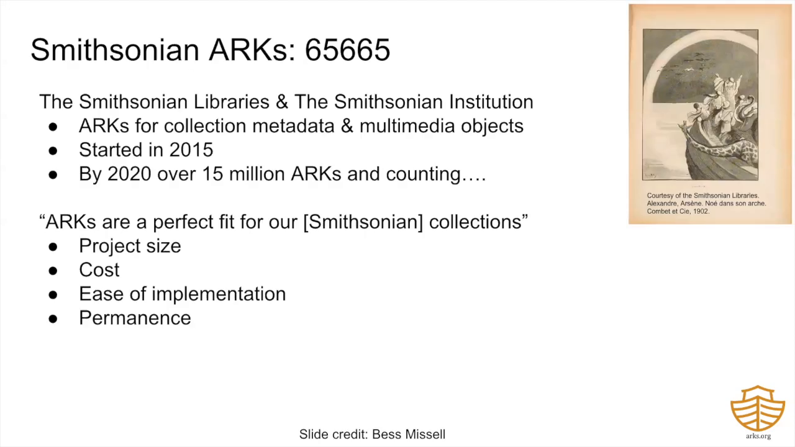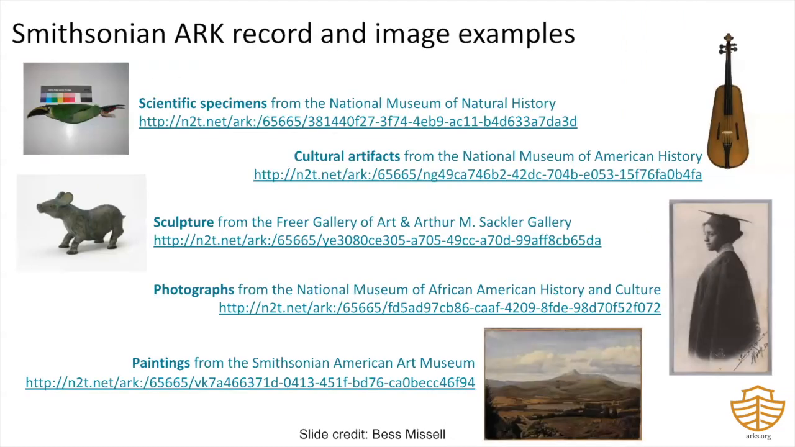Here's a second use case, this one from the Smithsonian, whose NAN is 65665. I'm told by insiders that the technical challenge of ARKs was minor compared to getting over a dozen organizations within the Smithsonian to cooperate. You can see the Smithsonian NAN appearing at the beginning of each ARK here.